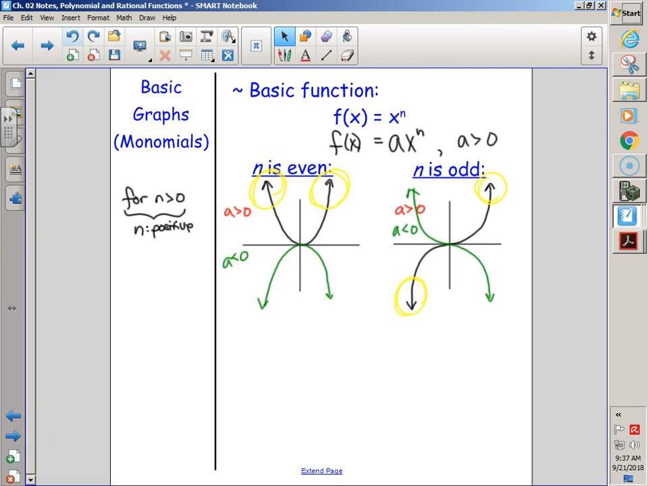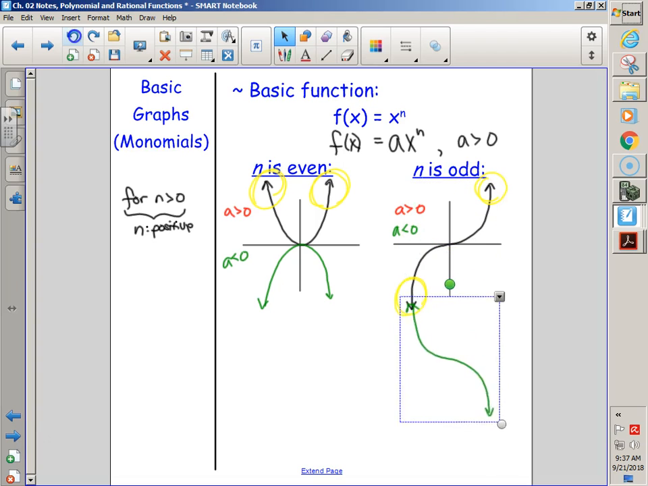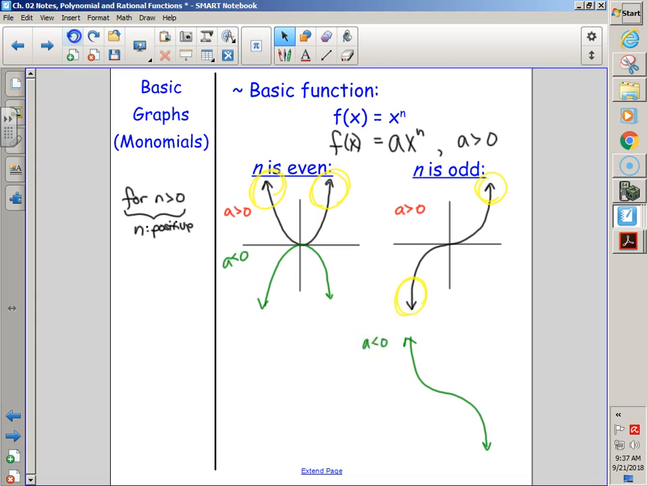So if you don't have different colors, maybe don't put the negative a's, or maybe draw them separately, because if you don't have the different colors, you're going to get a little confused as to what the graphs are actually supposed to look like. But if you do have different colors, you can color code it. Just make it clear on yourselves, otherwise it's going to get a little bit nasty. But those are basic graphs, monomials.